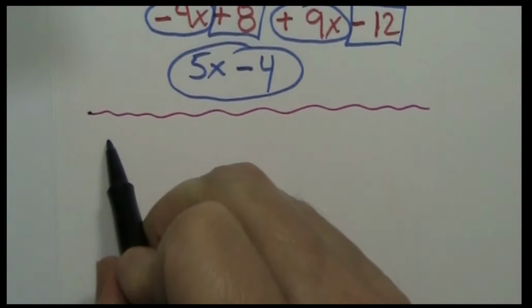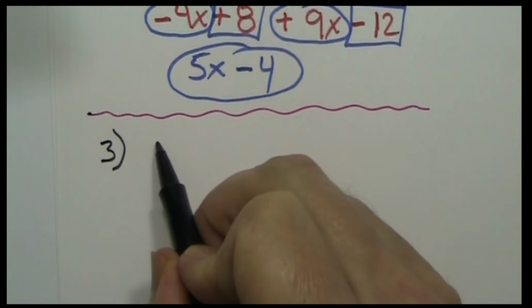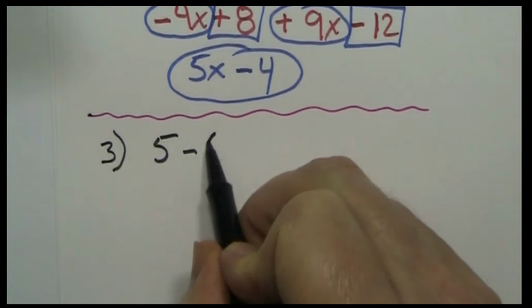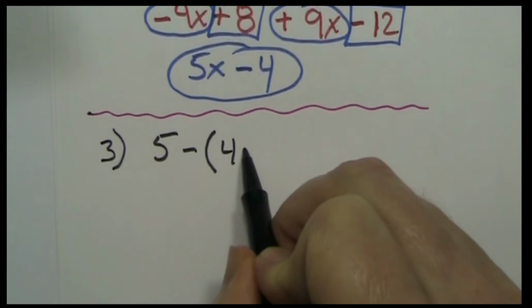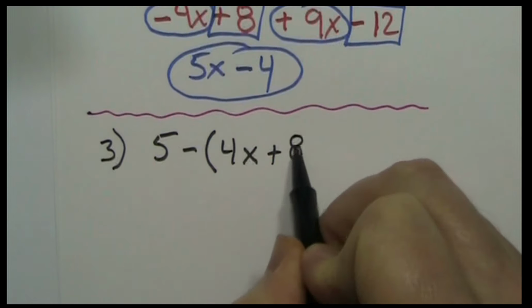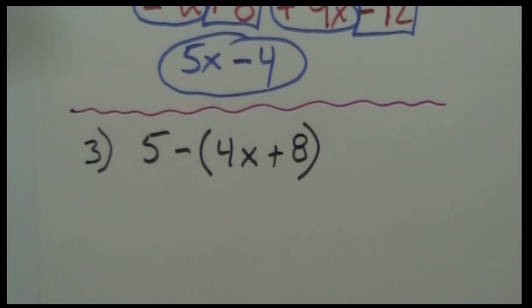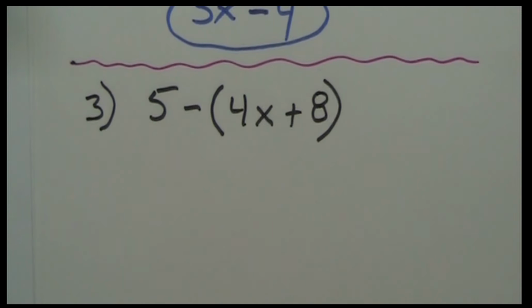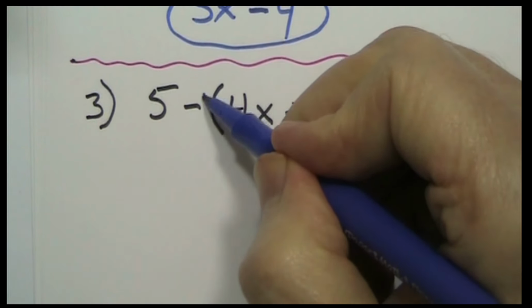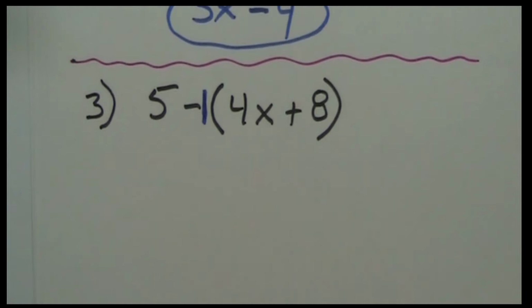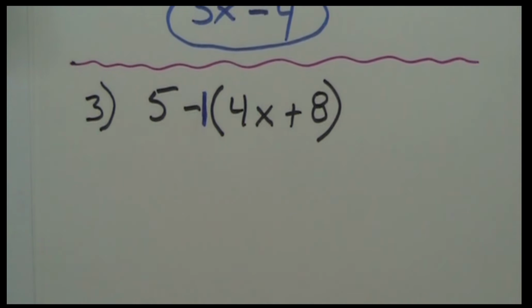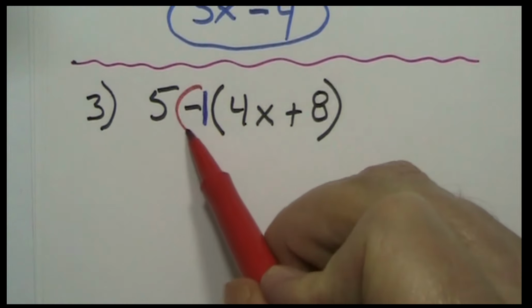All right, number 3. Okay, now there is an invisible number there. You can see it, it's this. It's the invisible -1. -1. That's very powerful. If you remember, -1 changes the sign of everything inside. Now, if you know that, then you could just rewrite it. If you don't know it, then it would be like this.